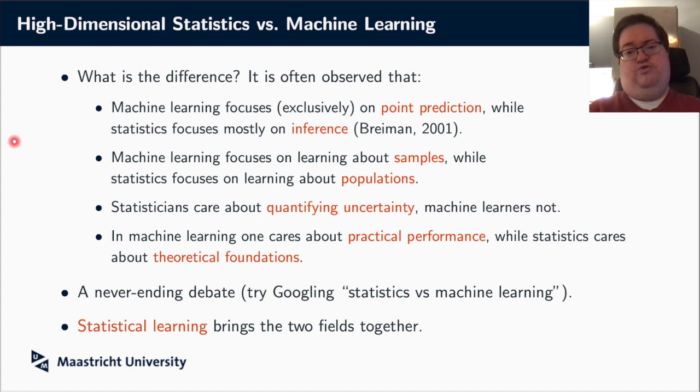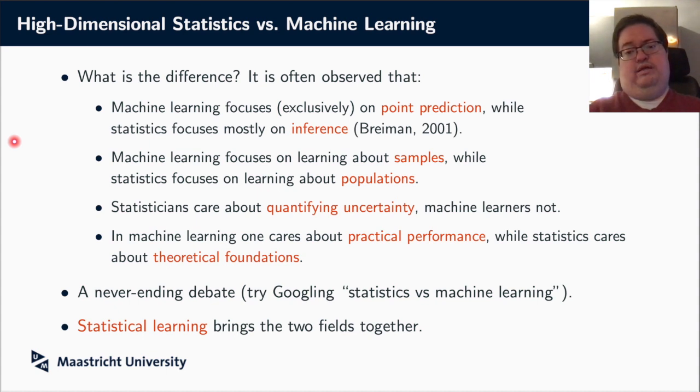In addition, we also care about quantifying uncertainty in statistics, whereas in machine learning, this is much less of an issue. Again, these are not necessarily true, right? These are all just perspectives that people have on the distinction. So, in prediction, do you want to have prediction intervals? Or if you do inference, do you want to have confidence intervals, for instance, for parameters?